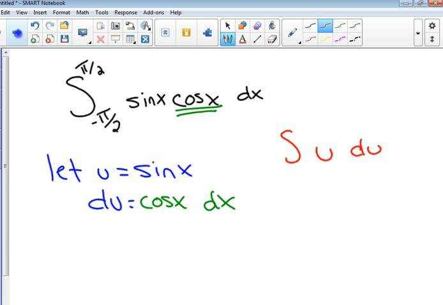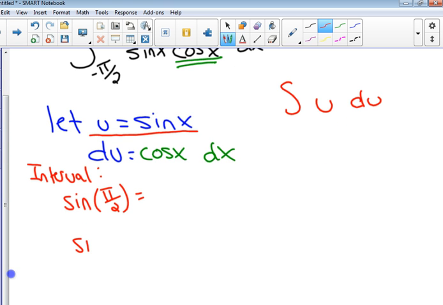Now for your interval though, we put pi over 2 in here. Sine of pi over 2. And then we want to figure out what the sine of negative pi over 2 is. Remember, this is like 90, and this would be like negative 90 or 270. 1 and negative 1. Okay, so sine of 90 is 1. What about this one? Negative 1. Great.